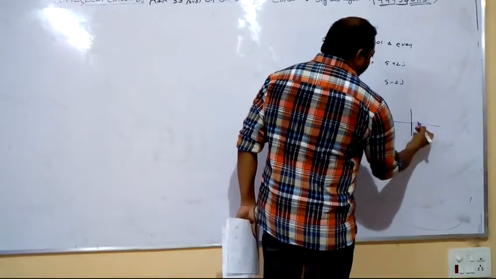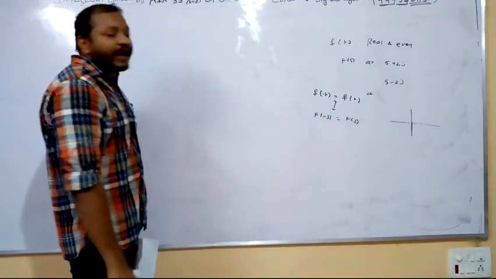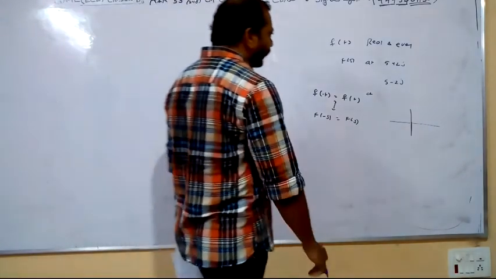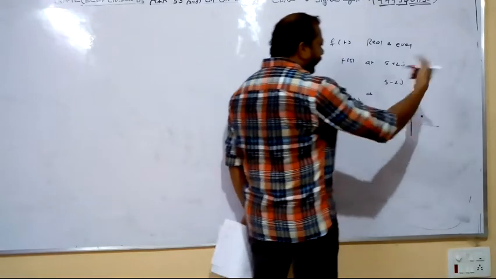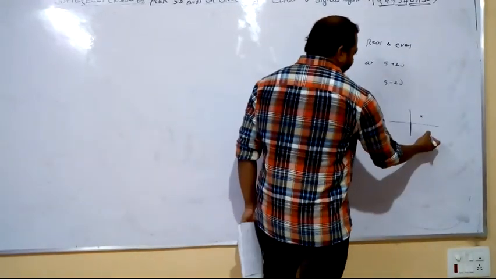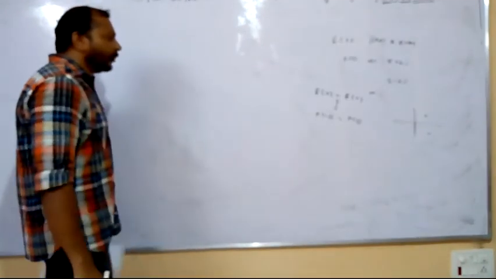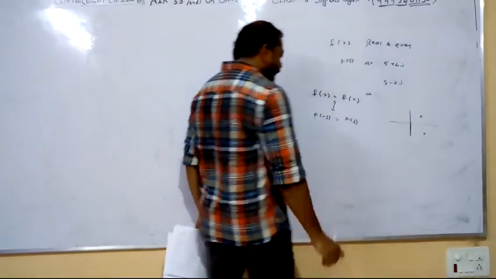Now, if you consider the spectrum, to satisfy F of s equal to F of minus s, there should be a symmetrical arrangement of the poles and zeros with respect to the j omega axis. Here 5 plus 2j is one pole, and the conjugate of this, 5 minus 2j, also exists. Some zeros at the origin we will see later.